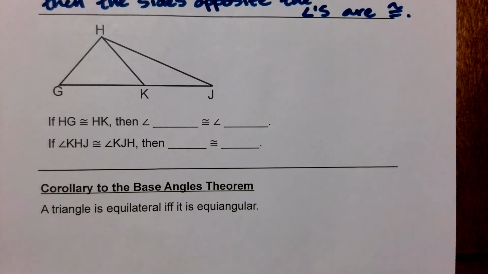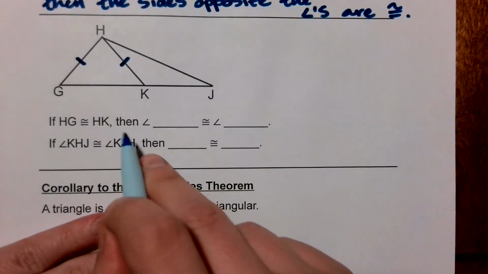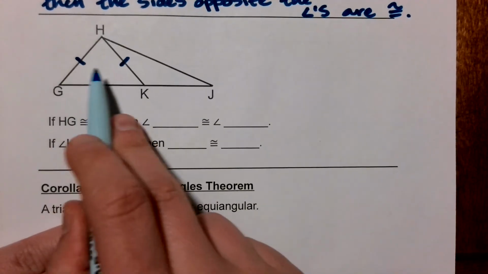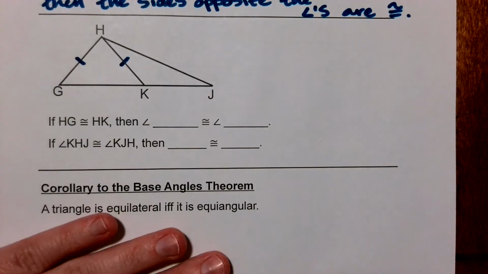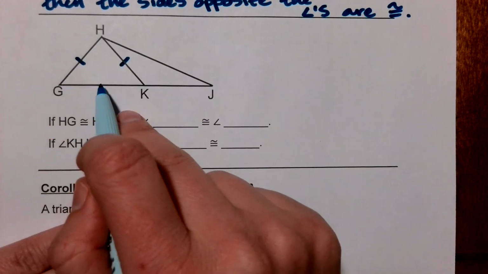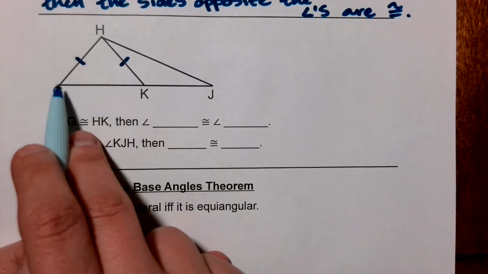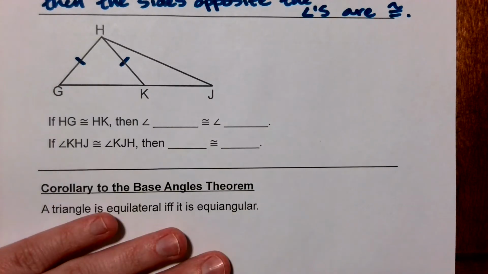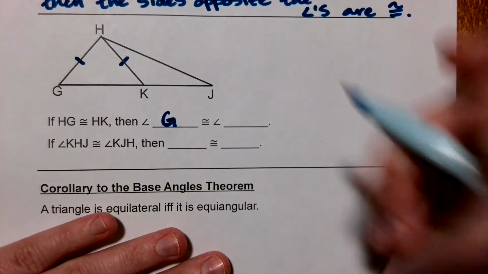In this first example, it tells us HG is congruent to HK. So I've got my HG being congruent to HK. Then I would know that my angle, and I've got this small triangle, the triangle on the right, and then also the bigger triangle. So I could be talking about sides of any of them, but HG and HK are sides of the left triangle. So if these two sides are congruent to each other, then the angles opposite them are congruent. So I would say then I know angle G is congruent to angle HKG.